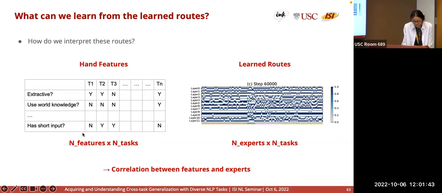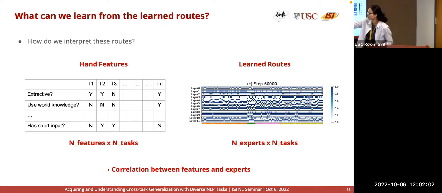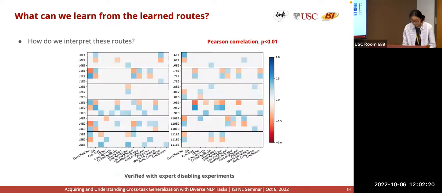And one last analysis we did is we tried to see how the learned routes correlate with our understanding of tasks. We defined several hand-crafted features, like, is this task extractive? Does it require world knowledge? Does it have short input? We have a table like this for several features in every task. We have this table of expert selection and task. And so we can compute a correlation between the features and experts. This helps us to understand, but it by no means completely explains how your model transfers knowledge and skills. It just helps us to understand.